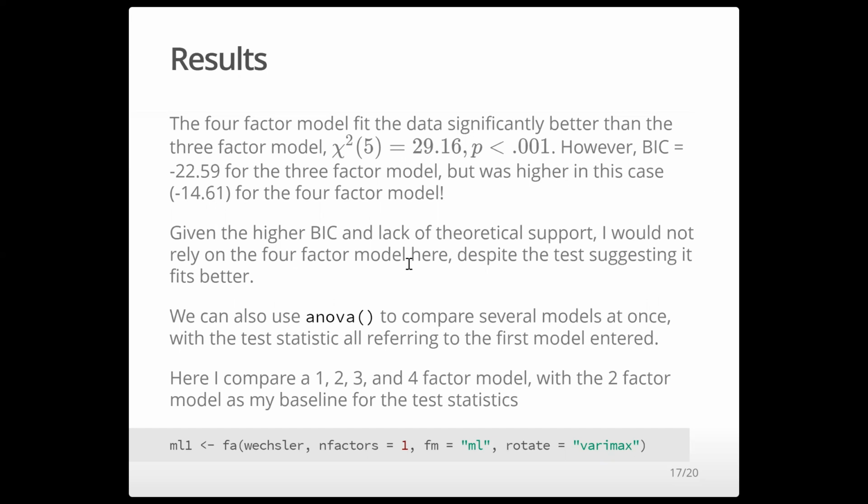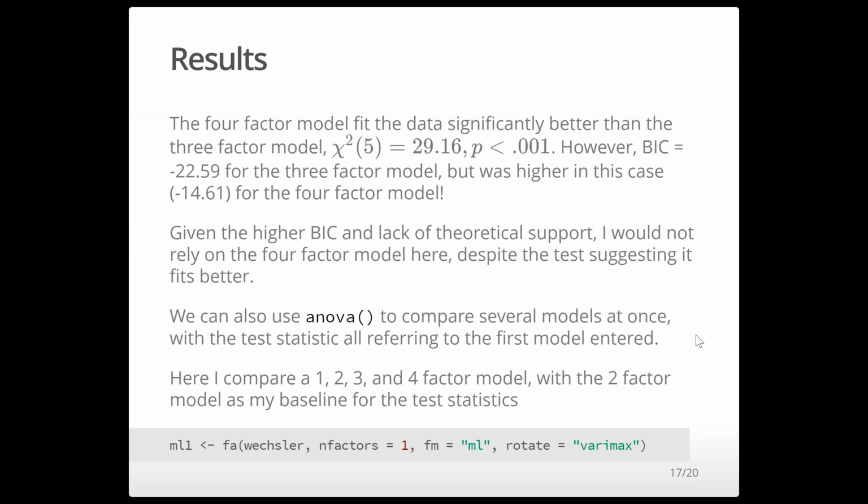And really, given the BIC and the lack of theoretical support and the lack of interpretability of the factor solution of the four-factor solution, so the factor loadings aren't clearly interpretable in the four-factor solution, I really wouldn't even bother with it. I probably wouldn't even bother with the three-factor solution, honestly, even though the test suggested that it did fit better than the two-factor solution. The two-factor solution just had such a nice, clear, interpretable factor structure that I think that can be considered compelling evidence for the two-factor solution.